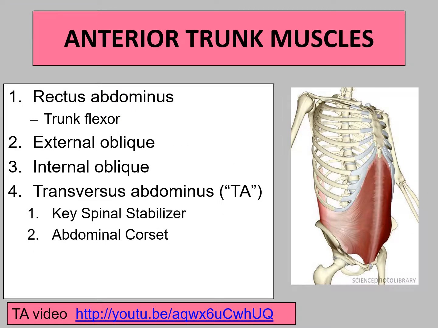Here is a review of your anterior trunk muscles, or your abdominals. You see pictured there the transversus abdominis, which can be a key stabilizer for the spine, also known as an abdominal corset. The video you see listed on the slide I have posted under this module and gives you instructions on how to teach your patients to activate the transversus abdominis.